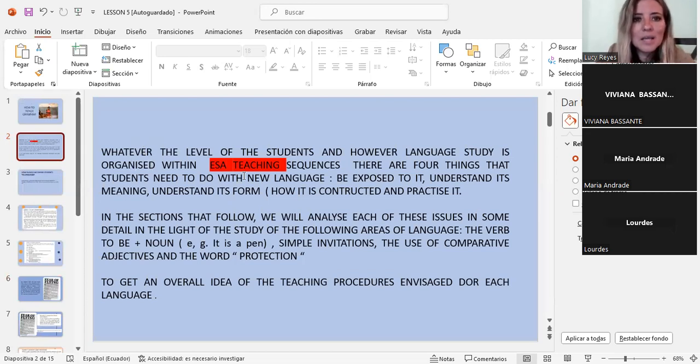Okay, whatever the level of the student and however language study is organized with ESA teaching sequences, there are 4 things that a student needs to do with a new language. Be exposed to it, understand its meaning, understand its form, how it's constructed, and practice it.